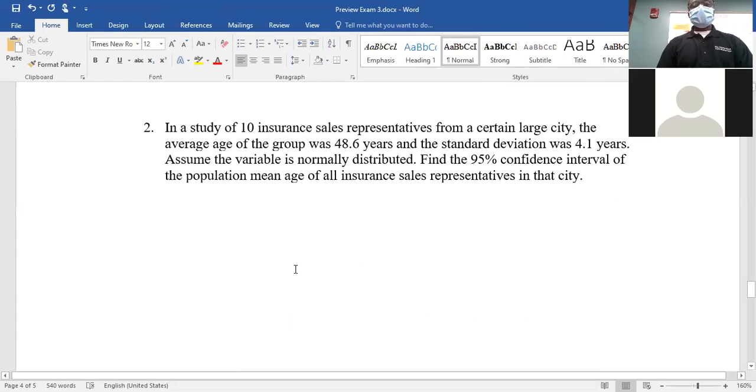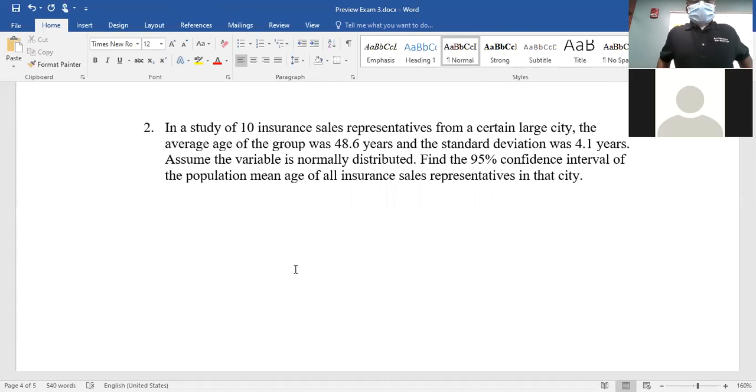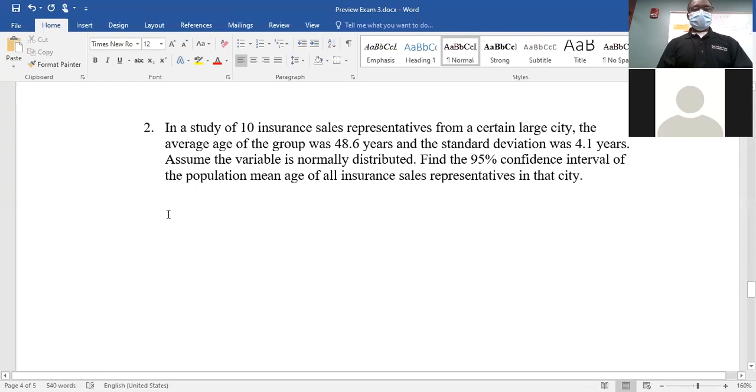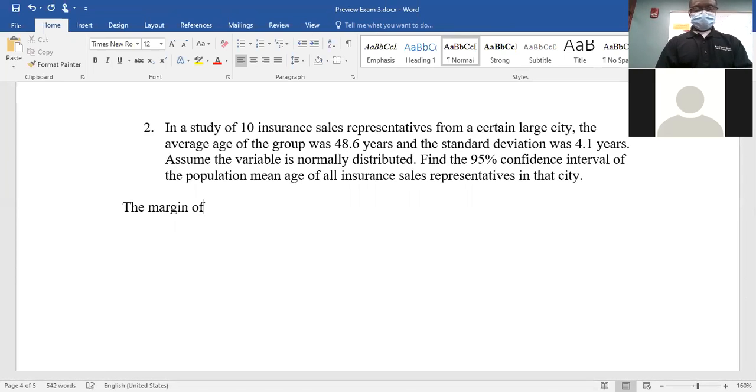So in a study of 10 insurance sales representatives from a certain large city, the average age of the group was 48.6 years and the standard deviation was 4.1 years. Assume the variable is normally distributed. Find a 95% confidence interval of the population mean age of all insurance sales representatives in this city. Here we will also again find, even if it is not asked, the margin of error.